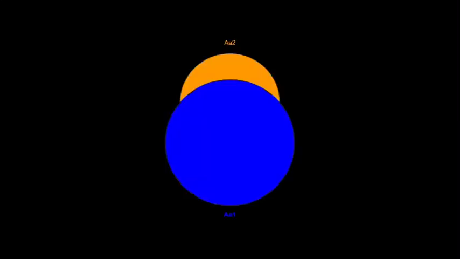The eclipse is only partial, meaning some of the light from AA1 still shines through, though the difference in brightness is still very noticeable. A secondary eclipse occurs when AA1 passes in front of AA2, but the difference in brightness is far less noticeable.